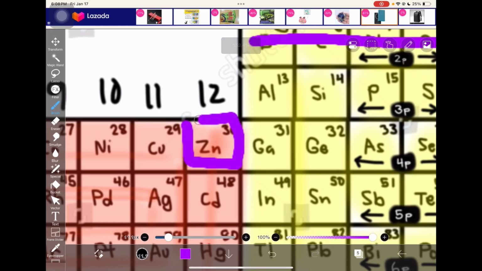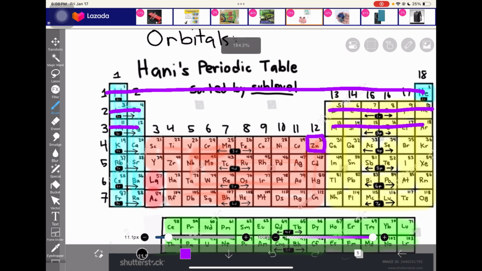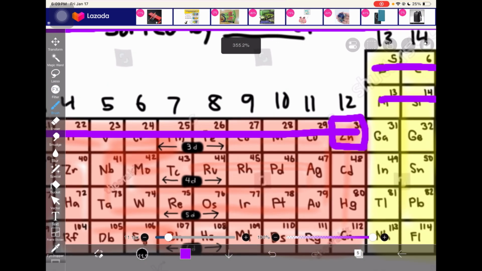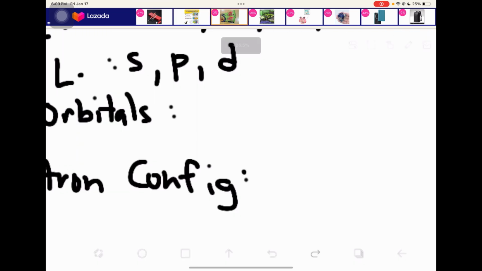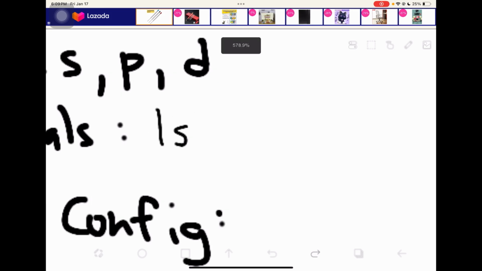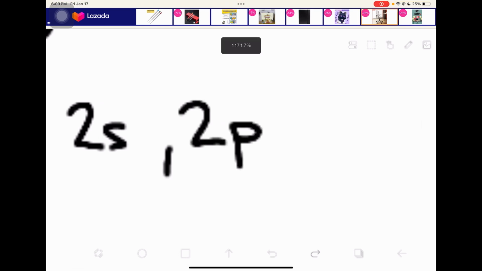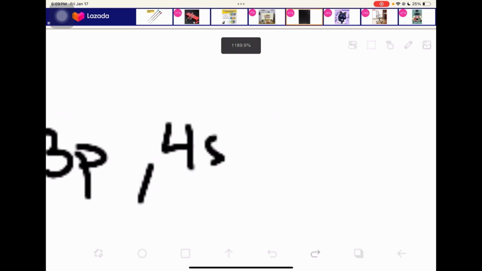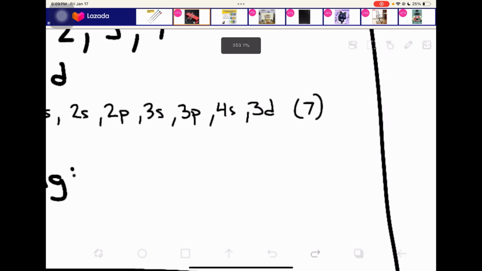Remember, we're looking for zinc. So we're still at 3, 3s makes 4, 3p makes 5, 4s makes 6, and we arrive at zinc after a grand total of 7 orbitals, with the last being 3d. So let's list that down: 1s, 2s, 2p, 3s, 3p, 4s, and 3d. That's a total of, yes, 7 orbitals.